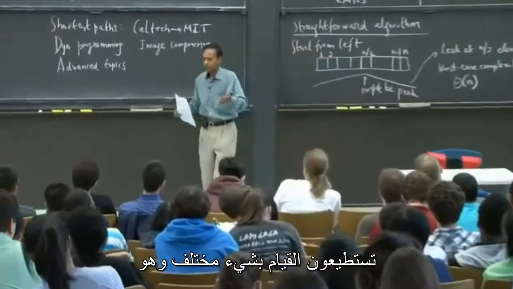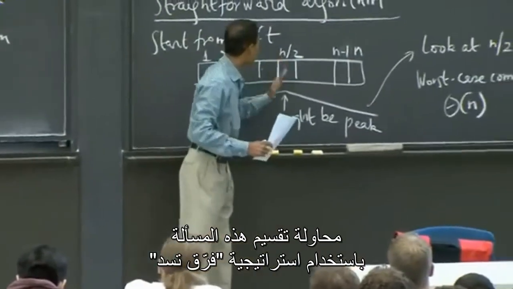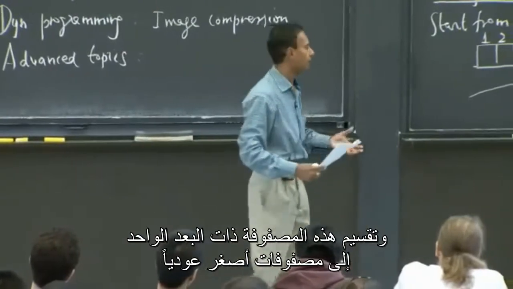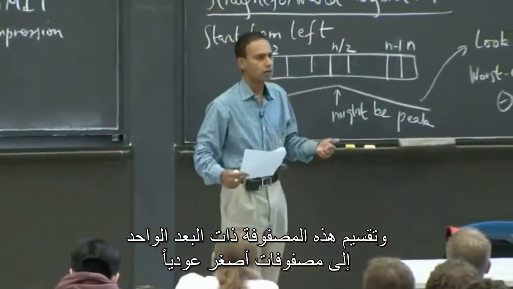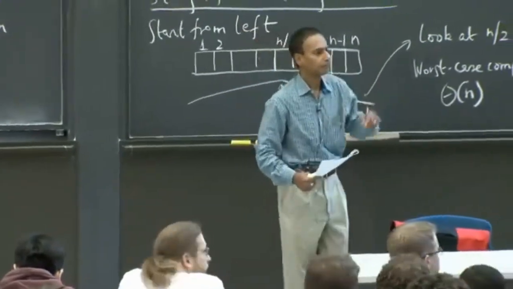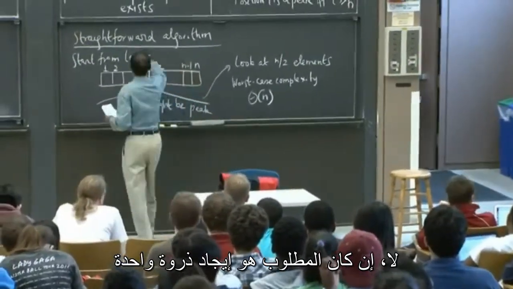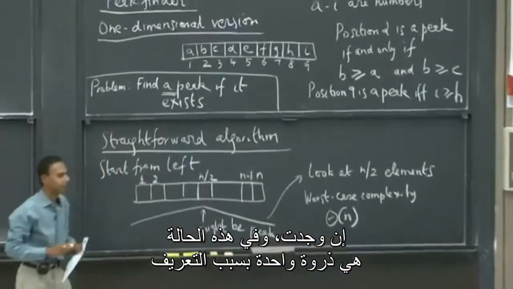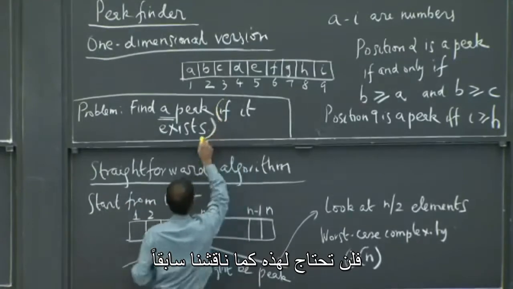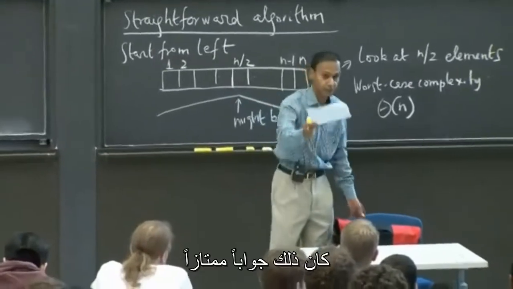So you can do something different, which is essentially try and break up this problem, use a divide and conquer strategy, and recursively break up this one-dimensional array into smaller arrays, and try and get this complexity down. Yeah? Are we assuming there's only one peak? No, we're not. If it's find a peak if it exists, and in this case, it's find a peak because of the definition. We don't really need this as it was discussed. All right? Okay, so that was a great answer.